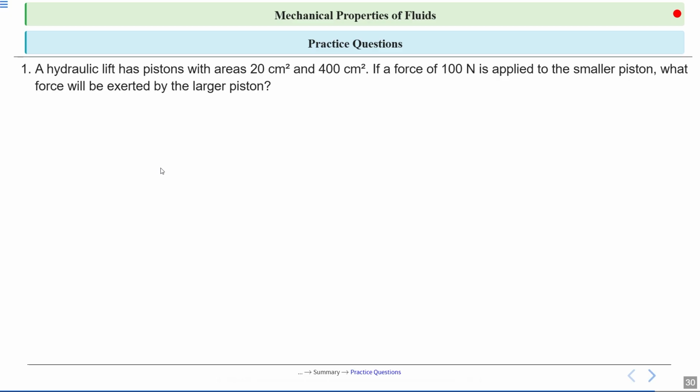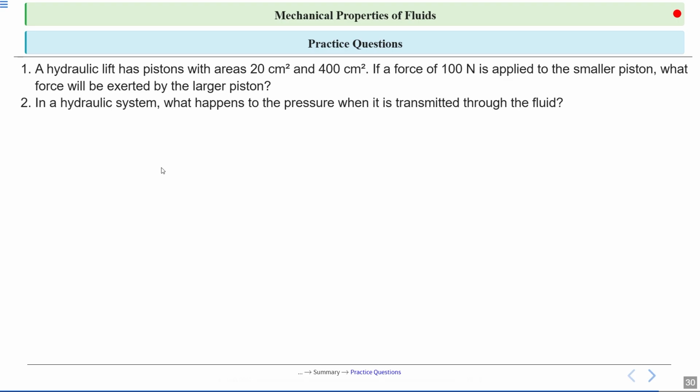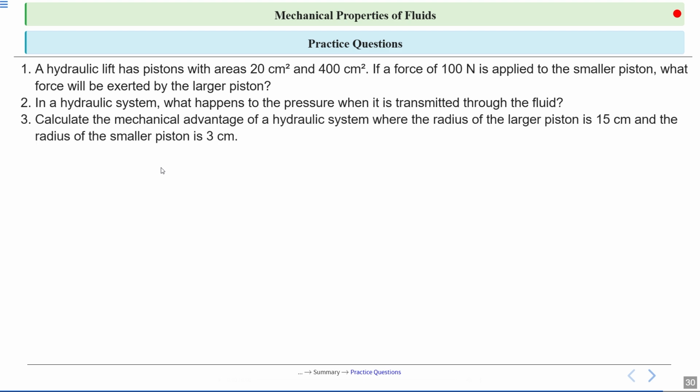Now we have some practice questions. First, a hydraulic lift has pistons with areas 20 cm square and 400 cm square. If a force of 100 Newton is applied to the smaller piston, what force will be exerted by the larger piston? In a hydraulic system, what happens to the pressure when it is transmitted through the fluid? Calculate the mechanical advantage of a hydraulic system where the radius of the larger piston is 15 cm and the radius of the smaller piston is 3 cm.